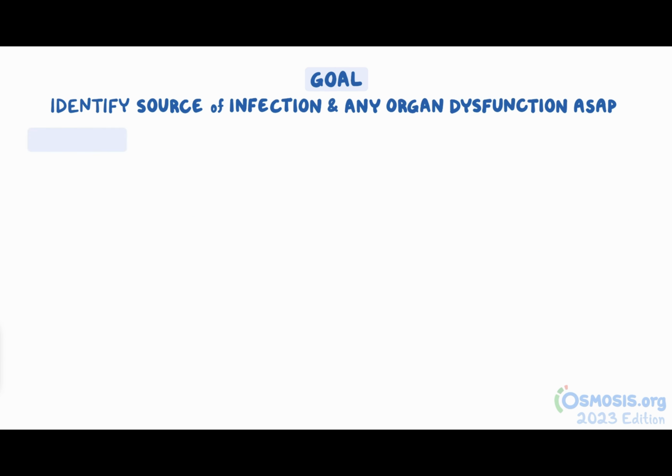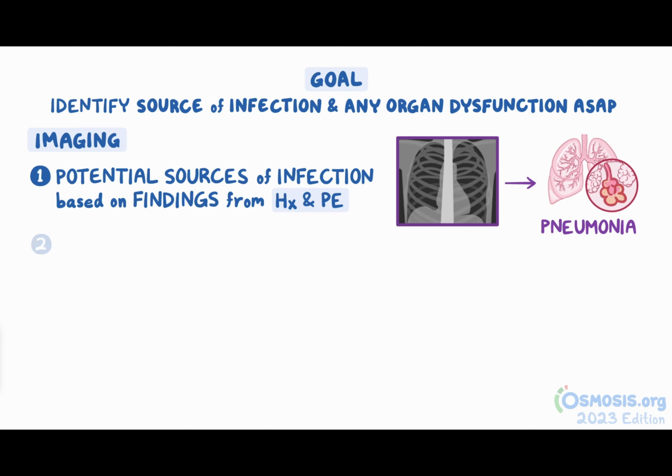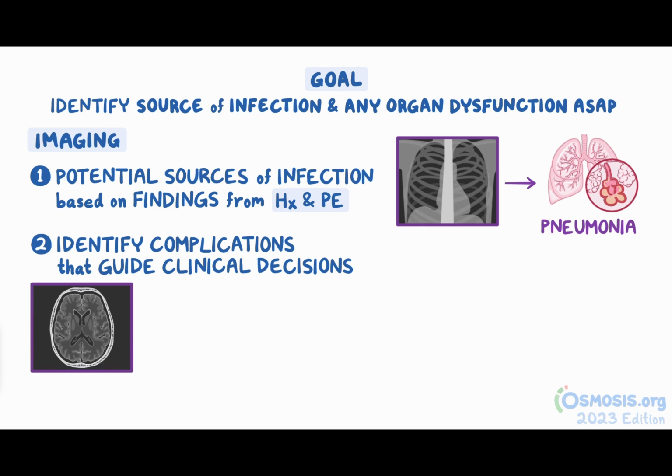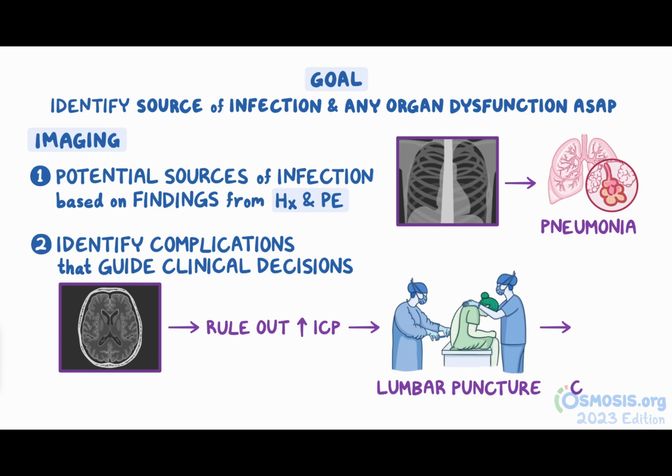Finally, you'll want to order imaging studies to evaluate potential sources of infection based on findings from the history and physical, like a chest X-ray to evaluate for pneumonia, or to identify complications that guide clinical decisions, like a head CT to rule out increased intracranial pressure in suspected meningitis prior to performing lumbar puncture to obtain CSF.